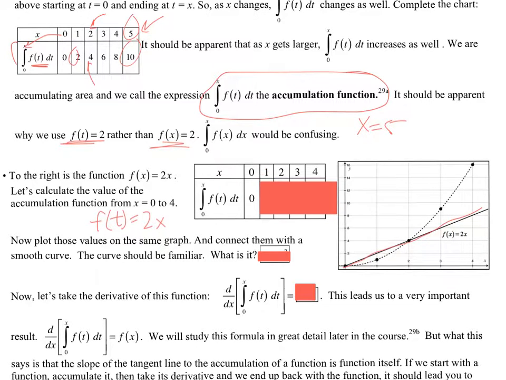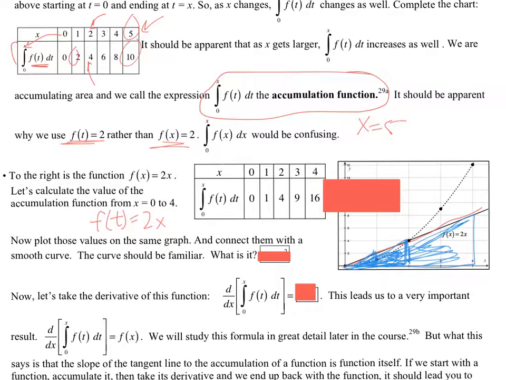If we plug in 1, we're doing the integral from 0 to 1, which gives us this triangle right here that has an area of 1. From 0 to 2 gives us this triangle, accumulating those areas to get an area of 4. 0 to 3, keep going, gives us an area of 9. 0 to 4, draw that last big triangle here, accumulating all of those, gives us an area of 16.